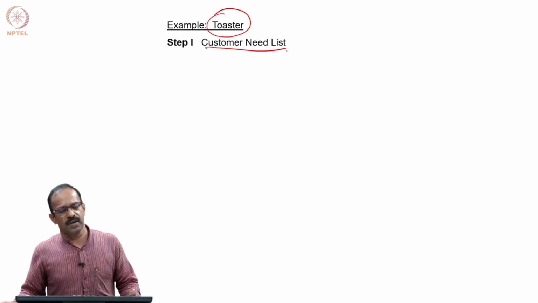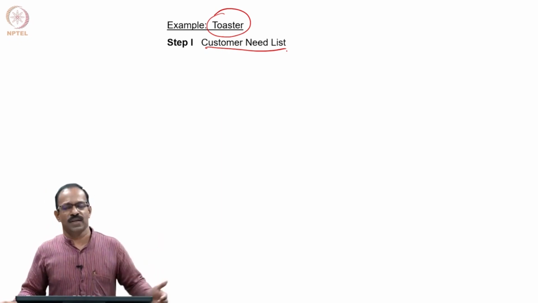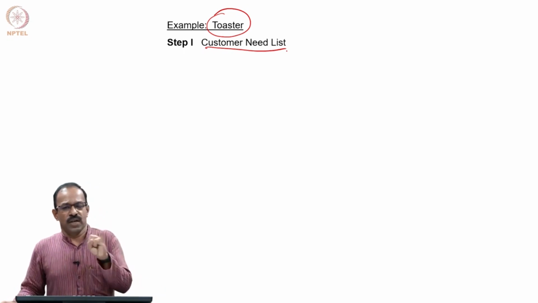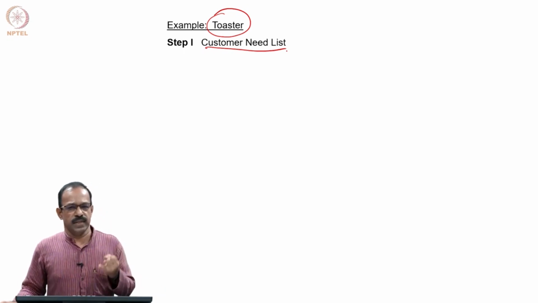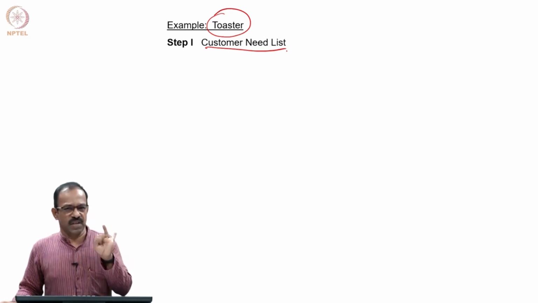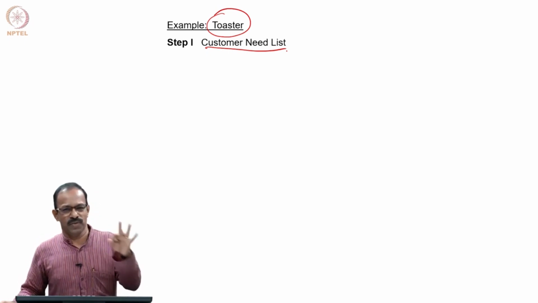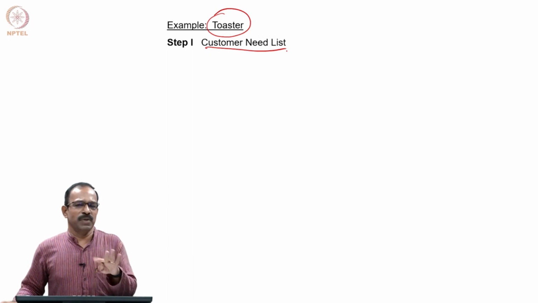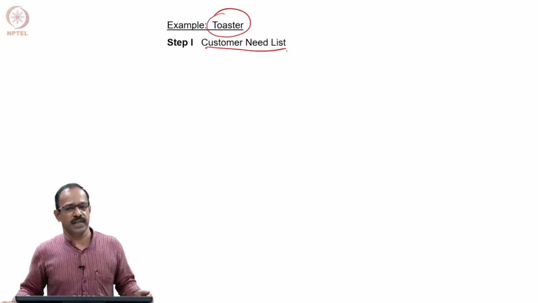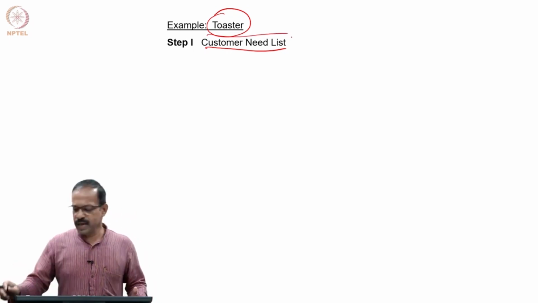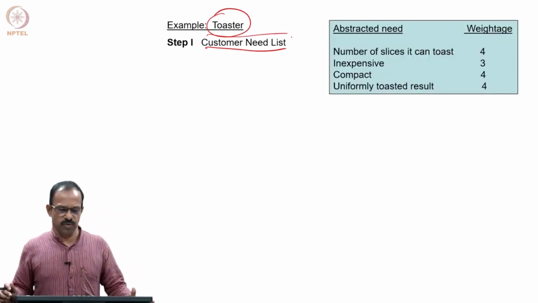This is from the user's point of view, as well as for the designer to understand the requirements. So, one thing may be the cost, definitely cost may be one important criteria. The second may be the number of slices it can toast. The third may be the quality of the toast, the quality of the output coming from the product, and then maybe the size may be another criteria. So, you need to identify all those customer needs and then find out the variation of these needs also.